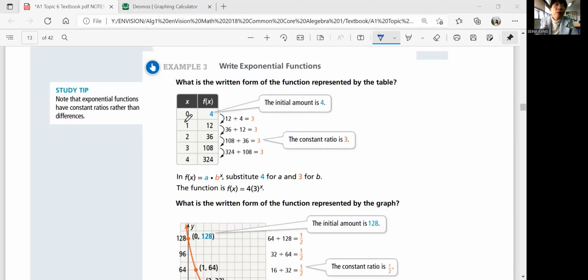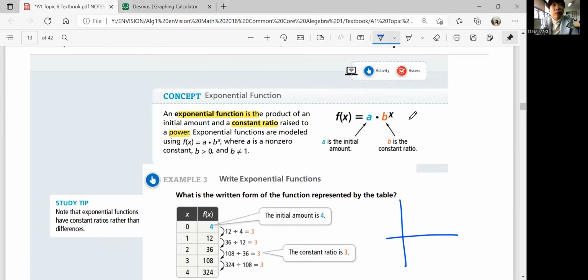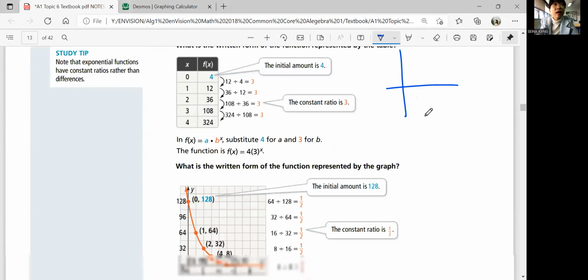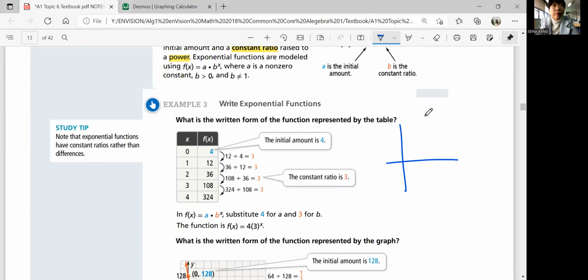So when x is zero, that's where you start from, right? Usually if you don't have a number other than your base to the power of x, you're going to start with (0, 1). That's your default point, but it's not 1. It starts with (0, 4). So that's the initial amount, 4.